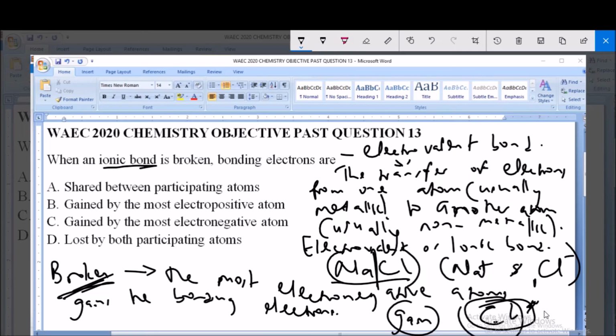So this is because the electronegative atom has higher electron affinity. So option C, gained by the most electronegative atom, is the correct answer to this question.